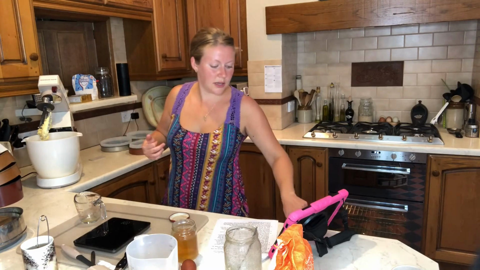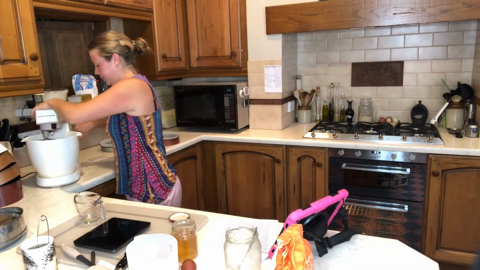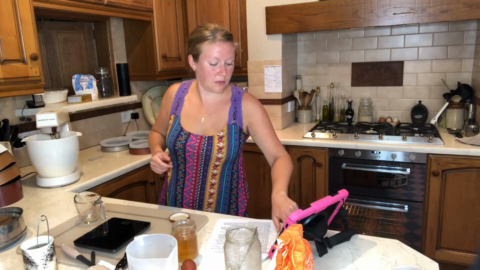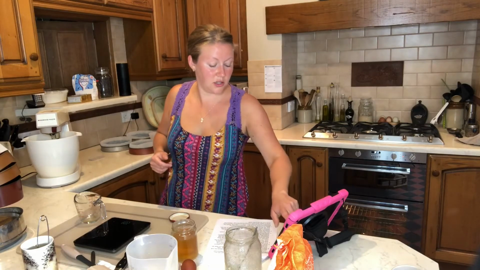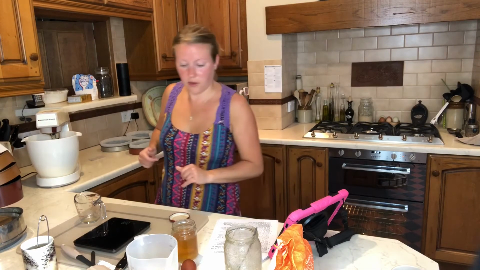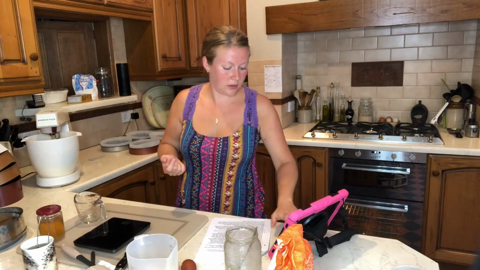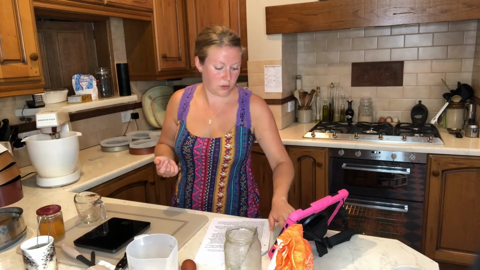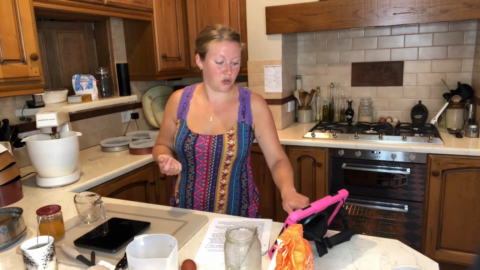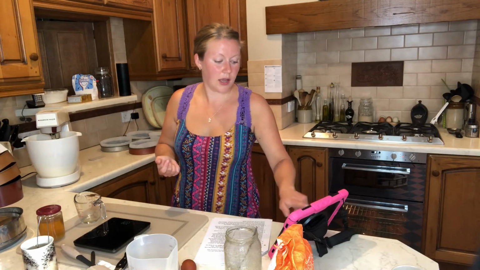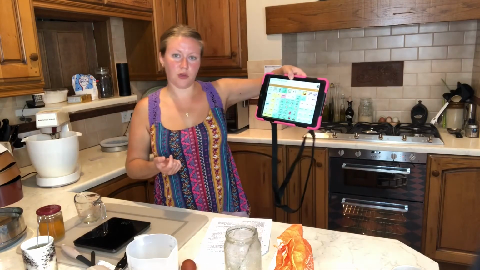It says to mix that in. This looks good. Okay, now it says to add an egg one at a time. So I need to put them in one by one, not at the same time.